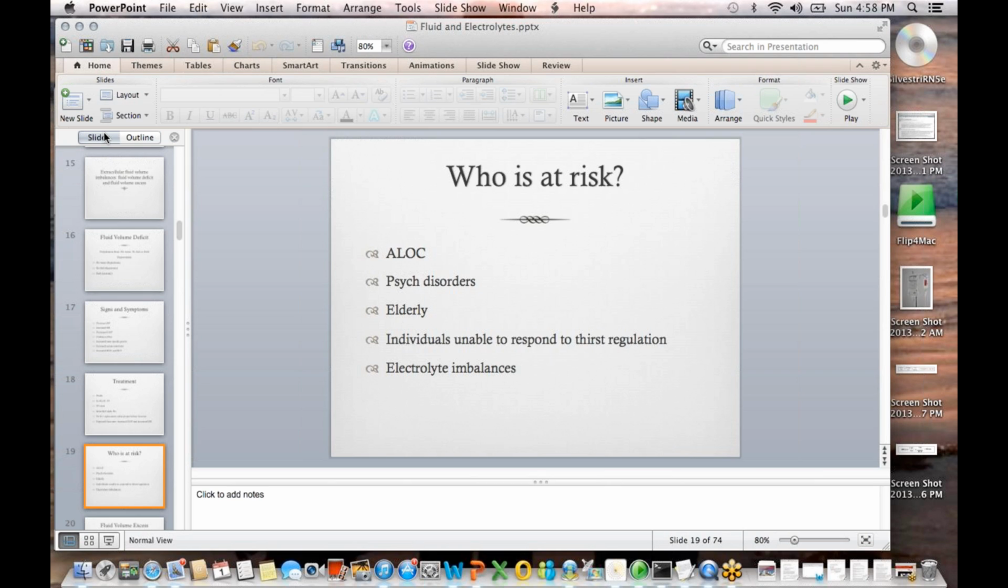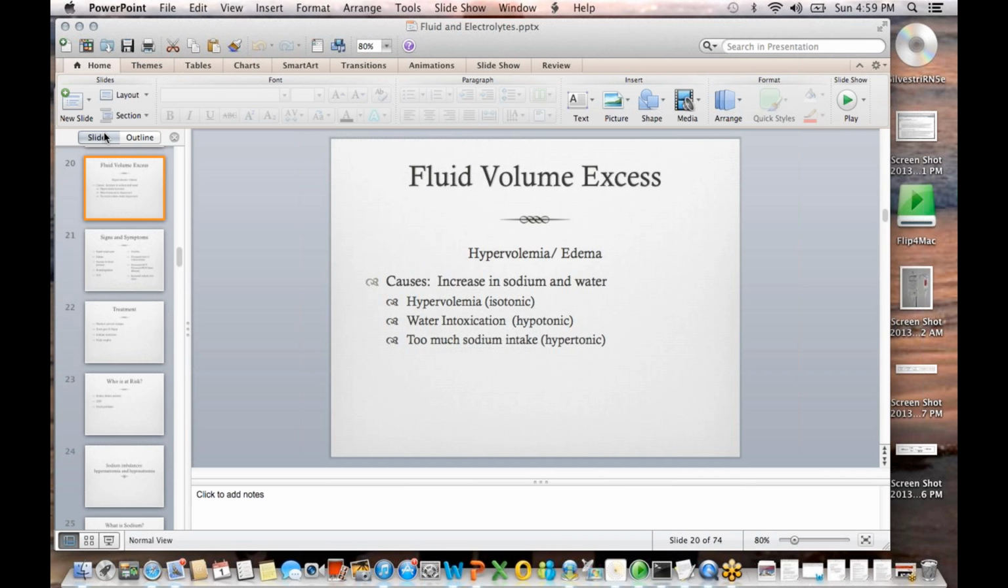Who's at risk? Patients with altered level of consciousness, psych disorders, the elderly, individuals unable to respond to their thirst regulation. We talked about that with the hypothalamus. Patients with brain injuries who can't drink and respond to their body's dehydration, and those who have electrolyte imbalances.